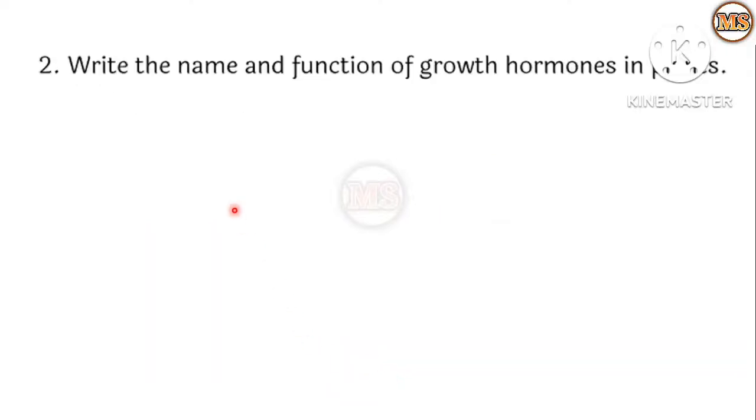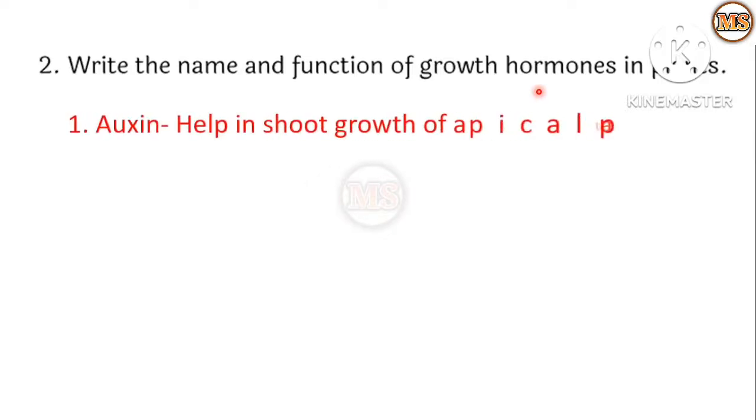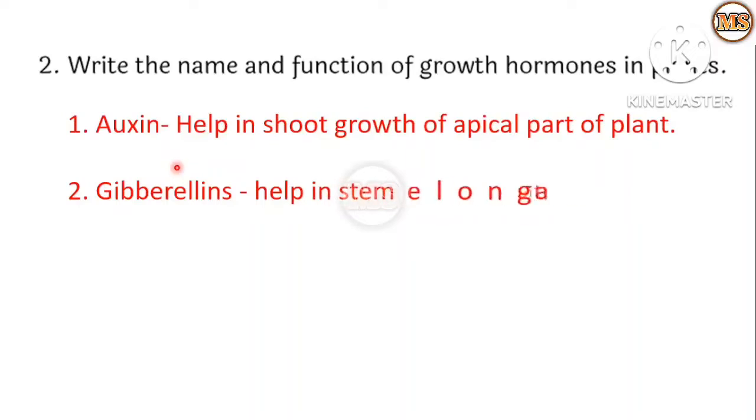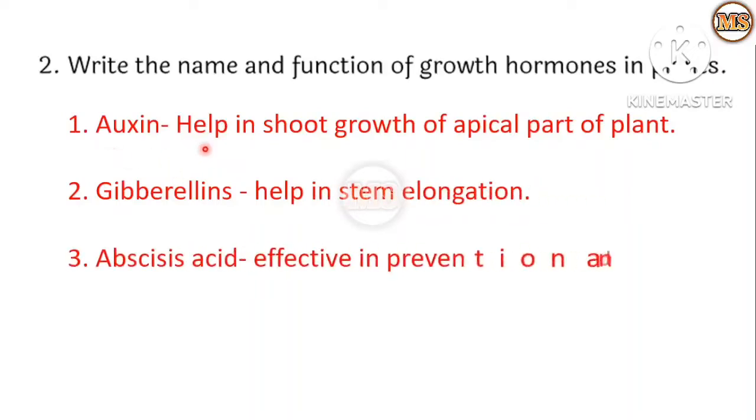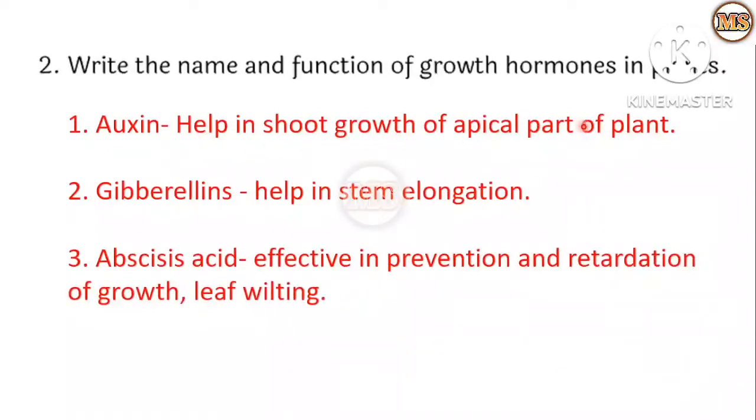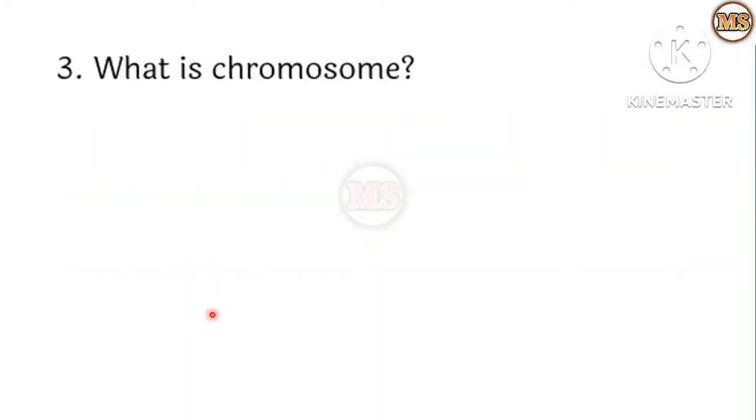Then the second question in this, write the name and function of the growth hormones in plants. So different kinds of growth hormones are there. We see them one by one. First one is auxin. It helps in shoot growth of the apical part of the plant. Second one, gibberellins. They help in stem elongation. Next one, abscisic acid. It is effective in prevention and retardation of growth and leaf wilting.